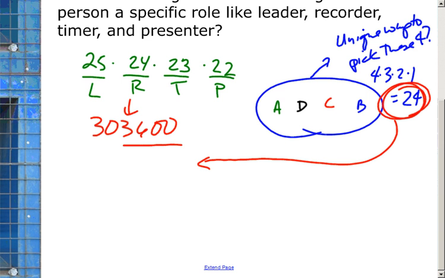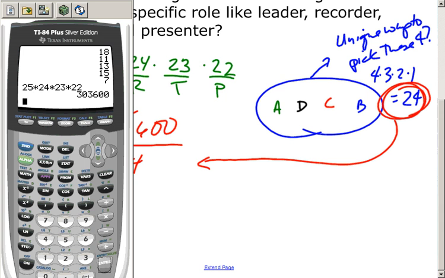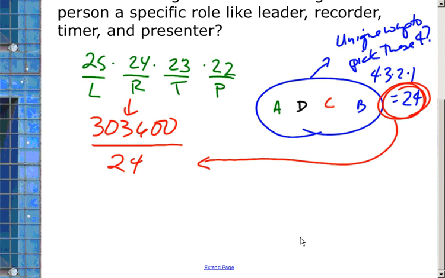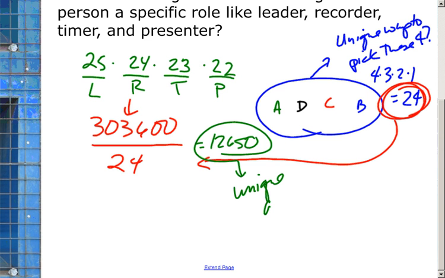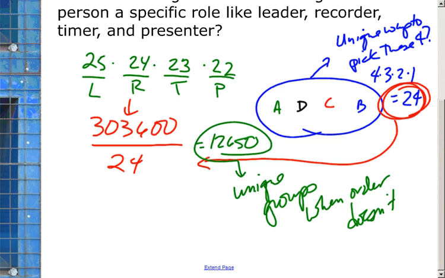And so that's going to be true for every group of four. And so you end up dividing that out. So if I divide that by 24, that means that there are actually 12,650 unique groups when order doesn't matter. Okay. So however you want to set that up is fine.